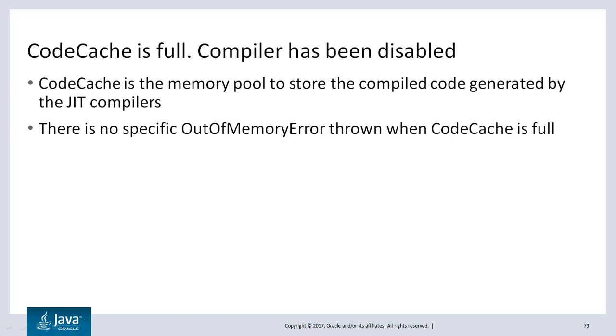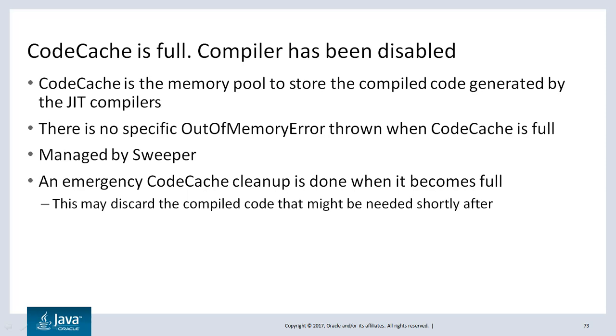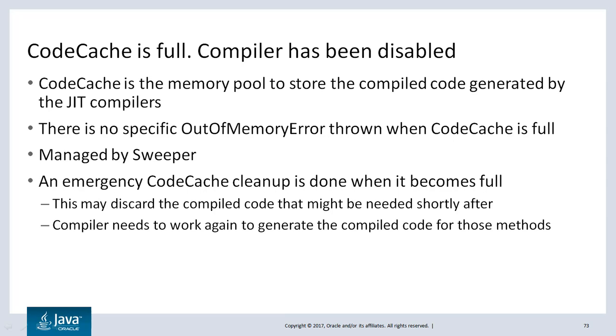The code cache is not managed by the garbage collector. It has its own separate collector called the sweeper. Now when the code cache becomes full, an emergency code cache cleanup is invoked. But the disadvantage of this emergency cleanup is that it may discard the compiled code that may be needed shortly after. And then the JIT compiler has to work again to generate the compiled code for those methods. This can have a negative impact on the application performance.